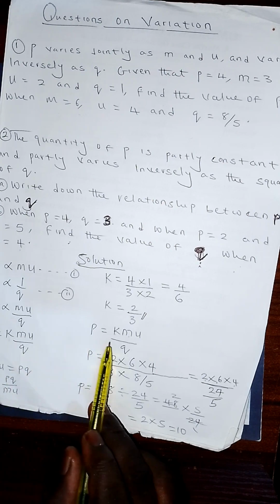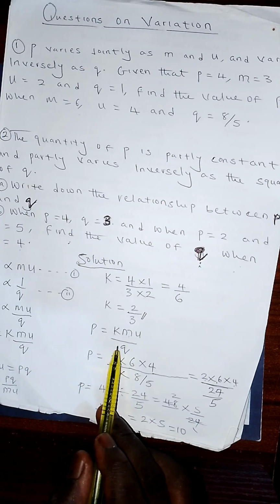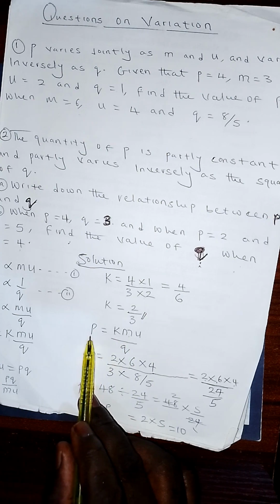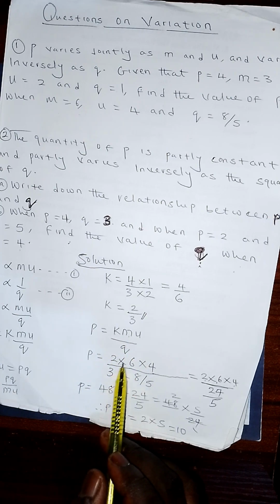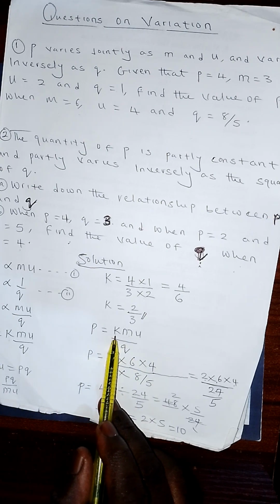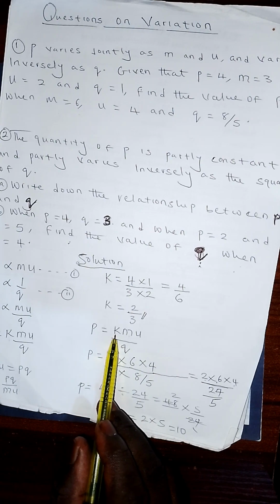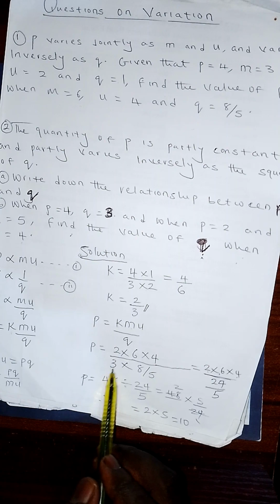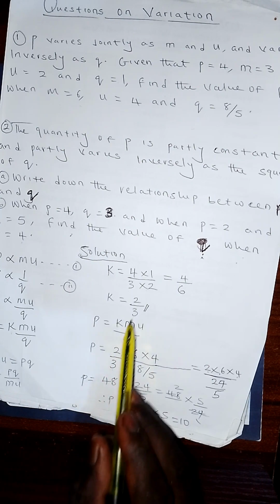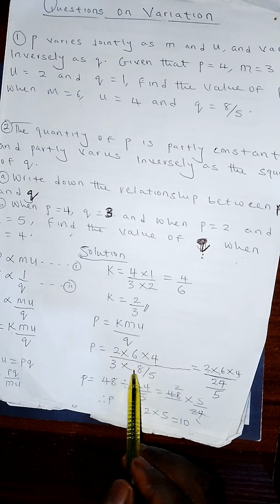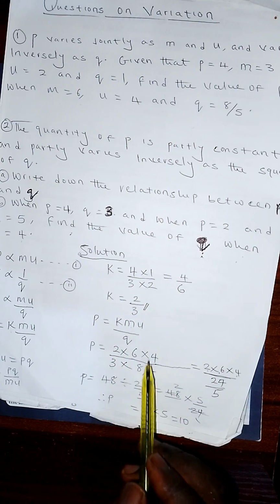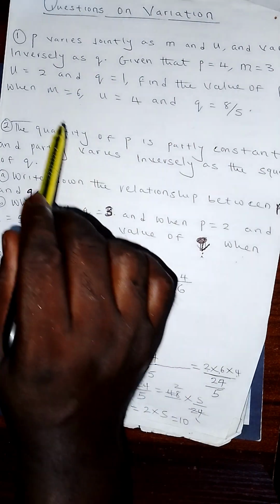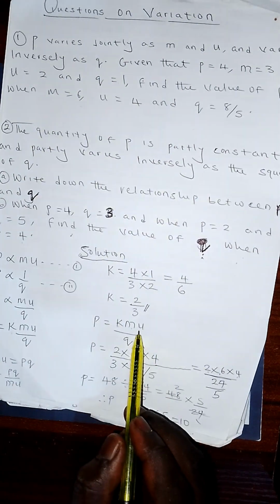So we have P equals KMU over Q. So we begin to introduce the values. What's our K? Our K is 2 over 3, and that's this 2 over 3 you are seeing here. Don't be confused that I put it down. That's exactly how it should be. And then you have our M, look at it now. What's our M? That's 6. What's our U?